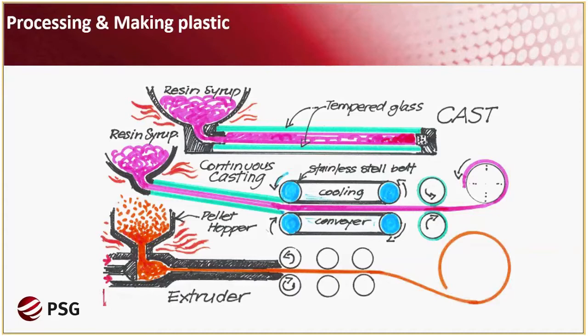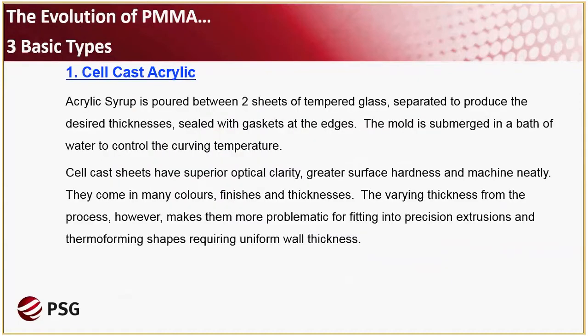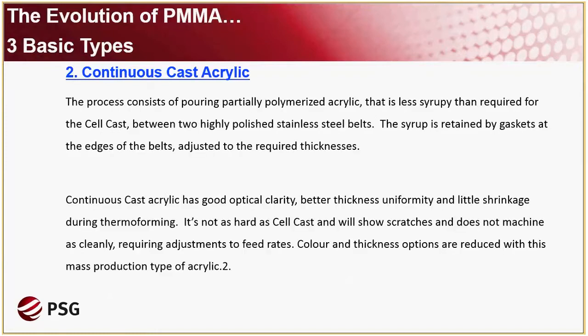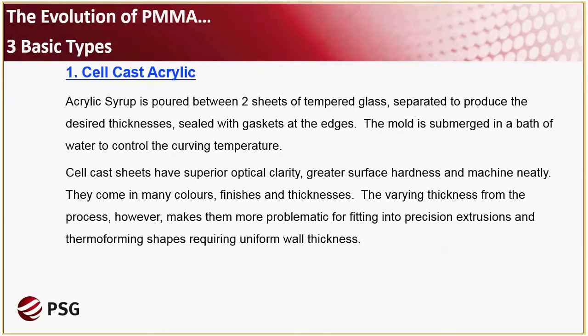This is a process where the same concept of pouring continuing the resin through stainless steel belts and then cooling them and polishing them. Here's a brief look at the cell cast principles, how it's made, and then the subsequent continuous cast process. Now, the difference between continuous cast and cell cast acrylic in terms of the texture, the optical clarity is a little different, and its deflection is much greater. It's not as stiff as the cast acrylic.